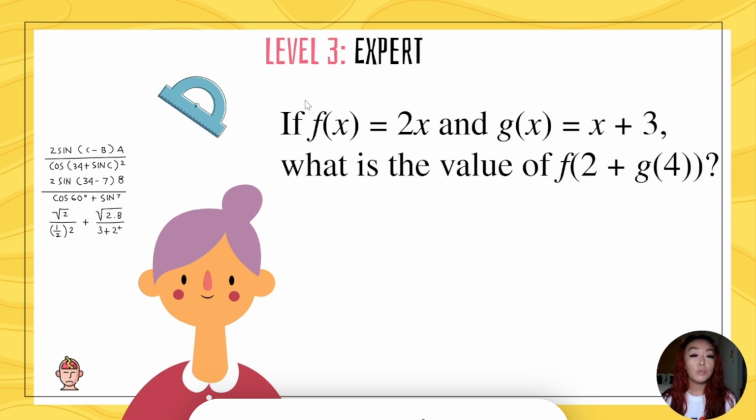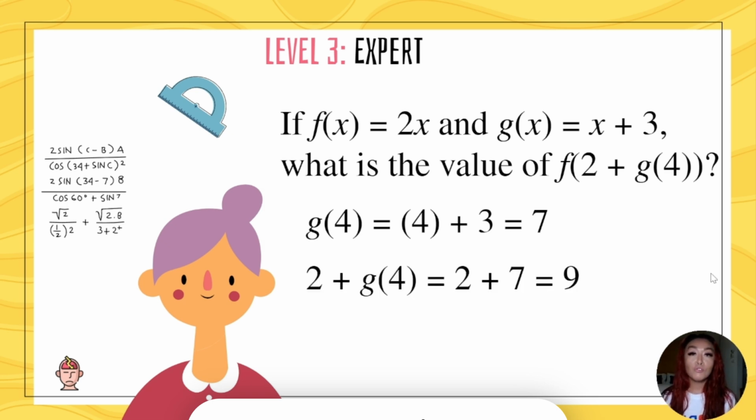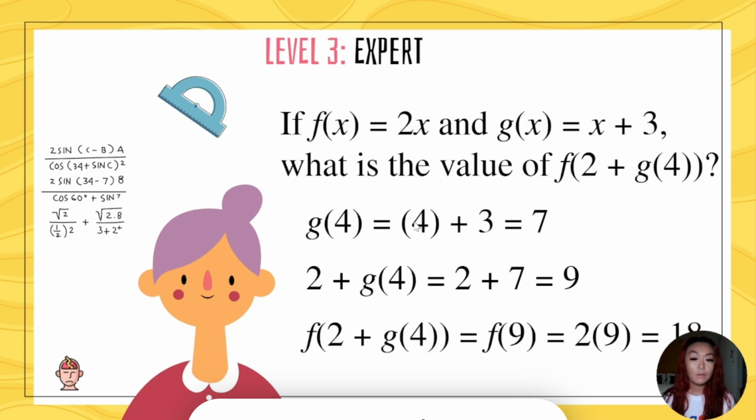First, we're going to find g of 4 by substituting 4 into g of x. So when we do that, we get g of 4 equals 7. Now we're just going to add 2 to what we got for g of 4. So 2 plus g of 4 equals 2 plus 7, which is 9. So now we're just going to find f of 9. We're going to substitute 9 in for x in f of x. So f of 2 plus g of 4 equals f of 9, which is 2 times 9, which is 18.